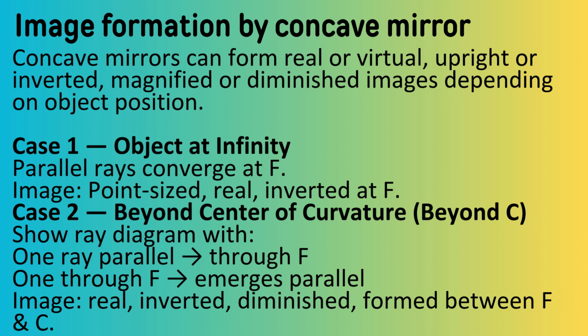Case 2. Object beyond the center of curvature. One ray parallel to the principal axis passes through the focus after reflection. Another ray passing through the focus emerges parallel after reflection. The image formed is real, inverted, diminished, and lies between F and C.